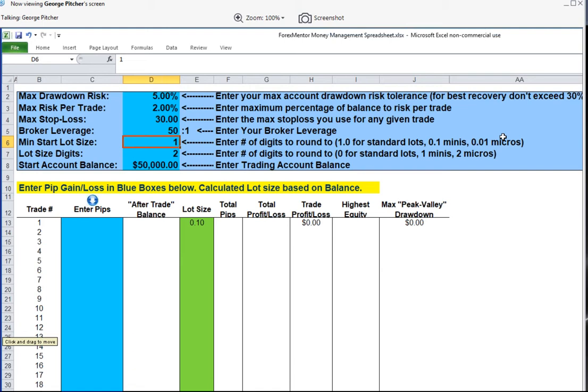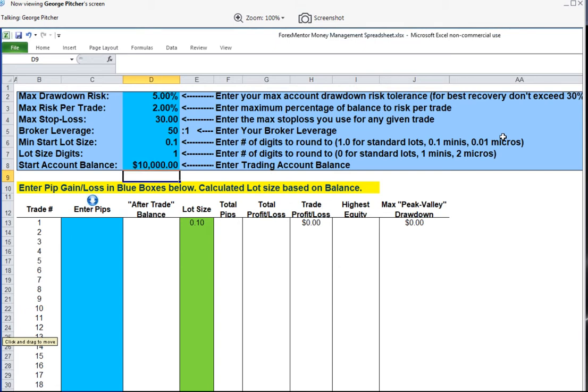For the purpose of this illustration, I'm going to put us in at a tenth as my lot size. I want to use mini lots, and for that, I have to set this up as number 1. You can see over here, 0 is for standard lots, 1 for minis, 2 for micros. And just to make numbers easy, I'm going to put in a larger number than you would normally use for starting off as a newbie, but I'll put in $10,000.